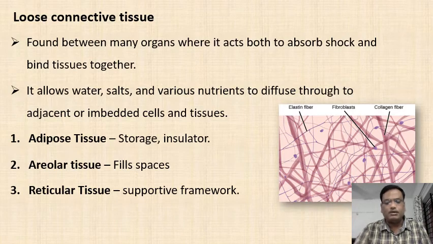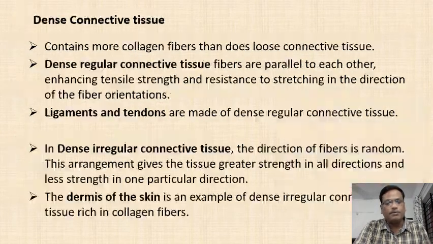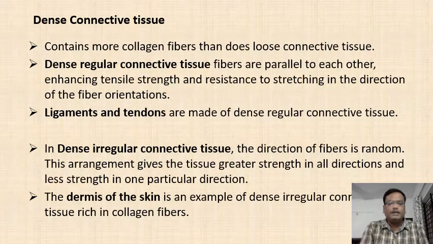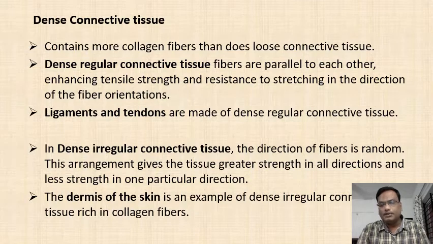So it is found in different organs, and as the name suggests, reticular tissue is mainly made up of a network of fibers, more network of fibers. Now the second type is dense connective tissue. It contains more collagen fibers than does loose connective tissue.